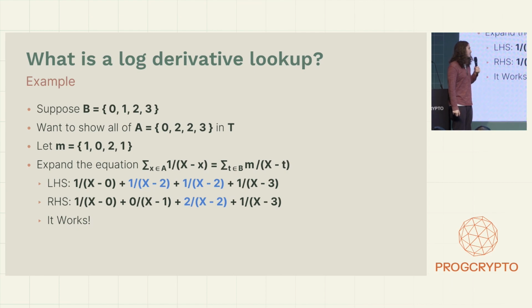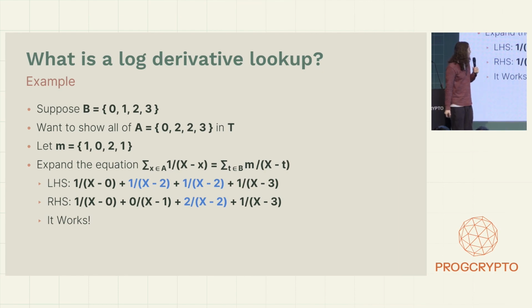So maybe work through a simple example. We have our table of integers from 0 to 3. We have our values that we want to look up in the table. So we can count the number of times 0 occurs in A, which is 1, the number of times 1 occurs in A, which is 0, and 2, which is 2, and 3, which is 1. And if we plug these values into our equation to check, we find that they balance. The blue terms map to the same thing on the right-hand side.